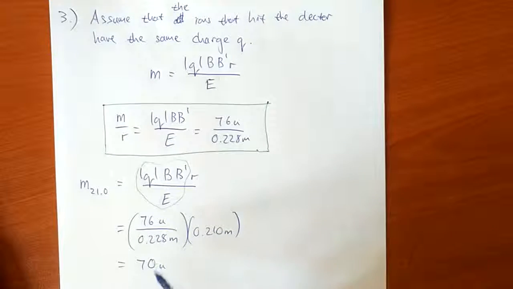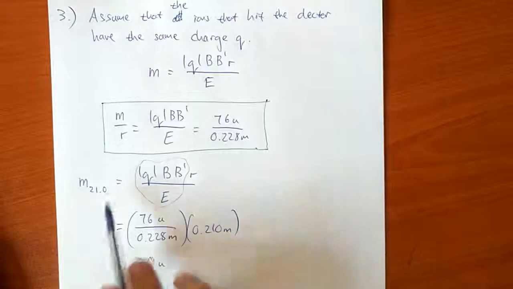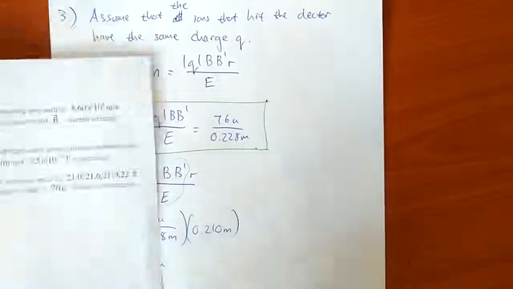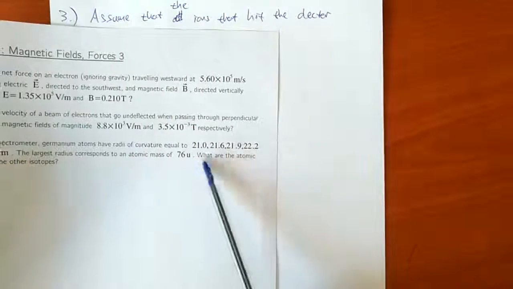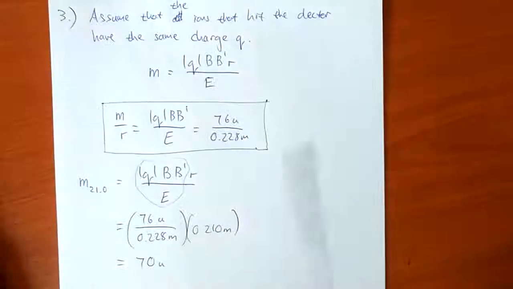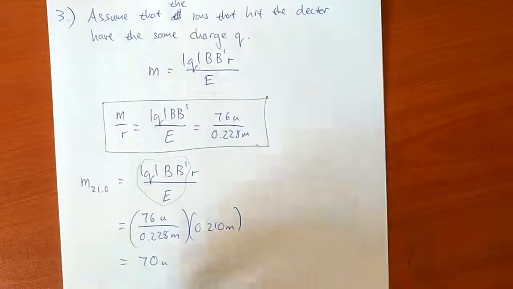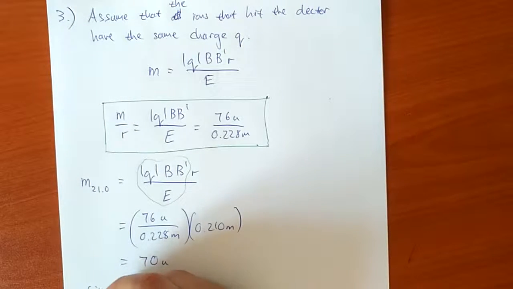Okay, so there we have it. That is the atomic mass of the isotope, more than that, the ion, that hits the detector at 21.0 centimeters. So that is its atomic mass. I'm not going to go through all this for the other ones. This I'll leave to you.